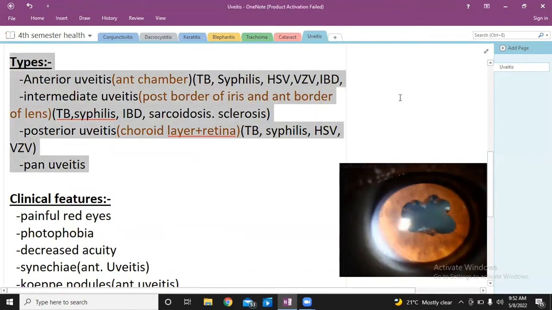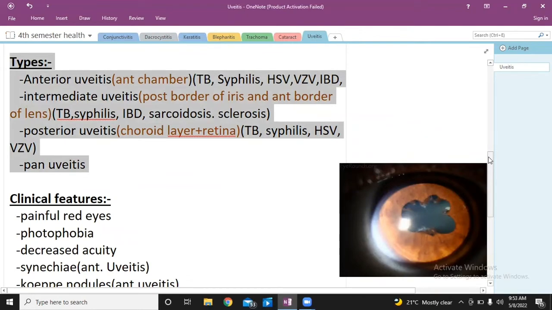These are some examples of the types. Anterior uveitis, which is when there is inflammation in the anterior chamber, is common in diseases like TB, syphilis, herpes simplex virus, varicella zoster virus, and inflammatory bowel disease. And then there is intermediate uveitis, when there is inflammation in the posterior chamber, and it is also very common in TB, syphilis, IBD, sarcoidosis, and multiple sclerosis.